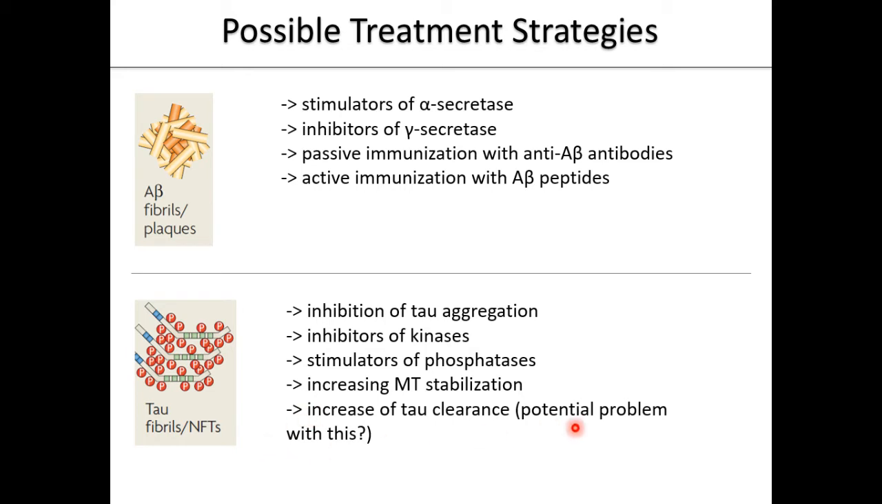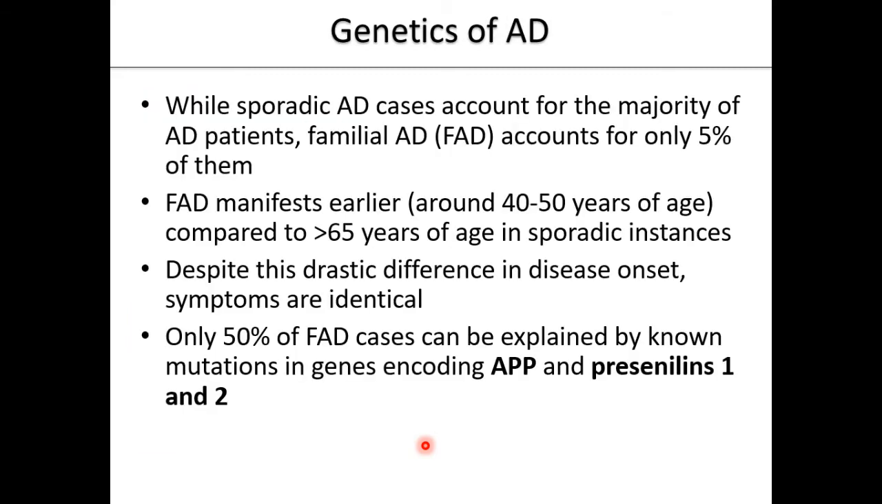Can you see the potential problem with this last therapeutic approach? Because all of these are in the literature. What's the problem with trying to increase tau clearance? Where is tau normally found? Yeah? In the axon. So normally in the cell, how are you going to try to clear it from inside the cell if it's actually a really important normal physiological player in all of this?